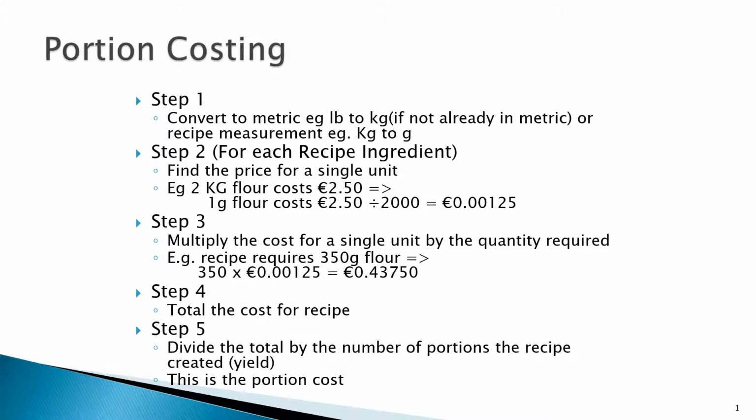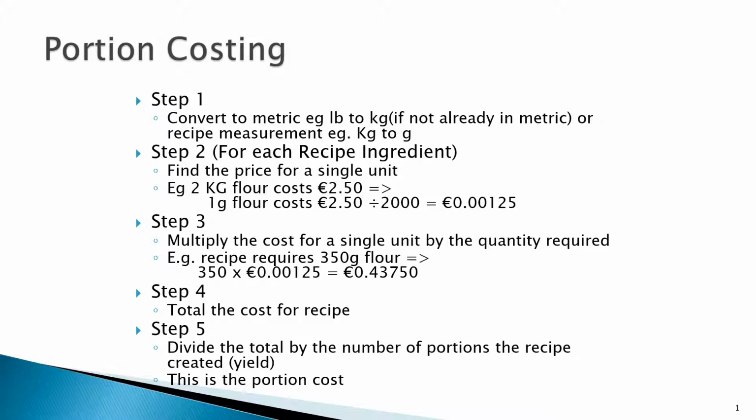So for example, if you're talking about grams of flour, find out how much 1 tiny gram of flour is going to cost you. So you might be buying in 2 kilograms of flour at 250. So 1 gram of flour is going to be 250 divided by 2000. Now this 2000 is because there's 2000 grams in 2 kilograms. So we take the 250 and divide by 2000. So we find that 1 tiny gram of flour is going to cost us this amount here.